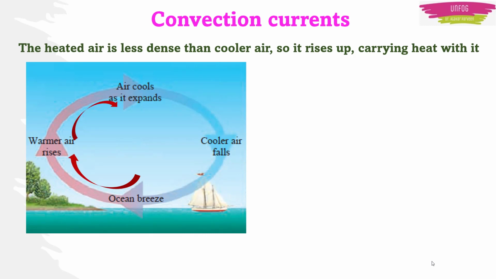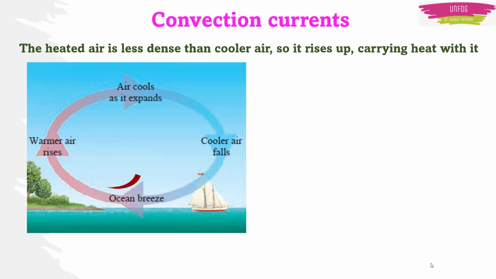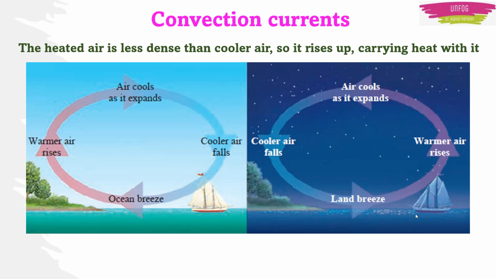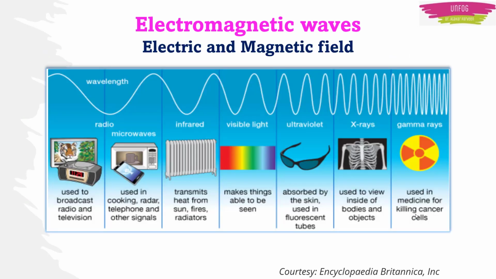The expansion cools the air. It becomes more dense and falls back down. This cycle sets up a convection current that brings cool breezes from the sea to the shore. The reverse circulation occurs at night, when the land is cold and the sea is warmer, retaining heat absorbed during the day. Now, before moving towards radiation, we need to know a little about electromagnetic waves.